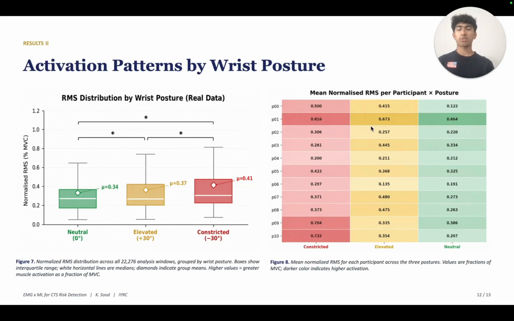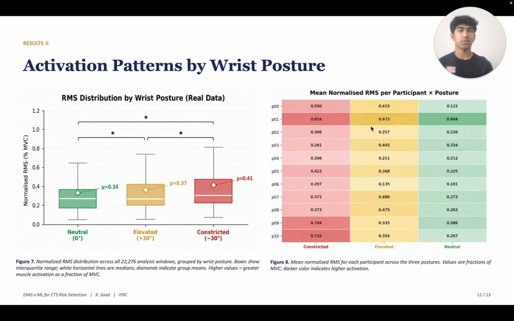The trend supports hypothesis 1, as the neutral baseline in the graph had the lowest value of 0.34, the elevated position had the second highest value of 0.37, and the constricted position had the highest value of 0.41, which means the constricted position had the highest muscle activation. A Friedman test was also performed on this data, and it showed that the data was statistically significant, as it had a p-value of less than 0.001.